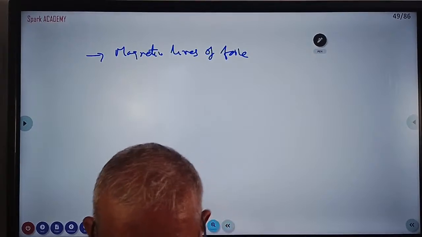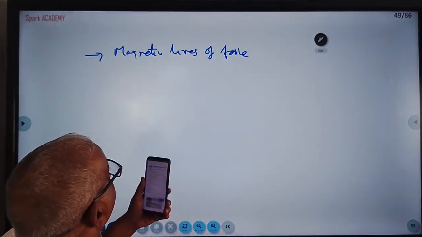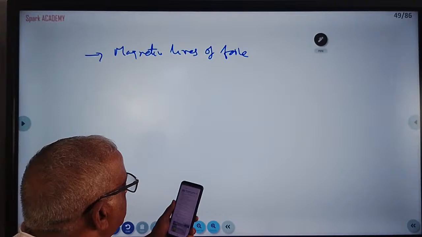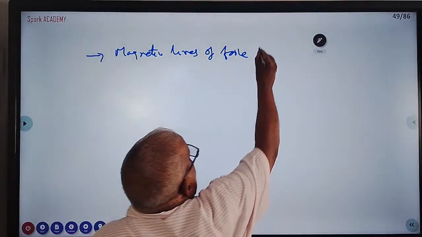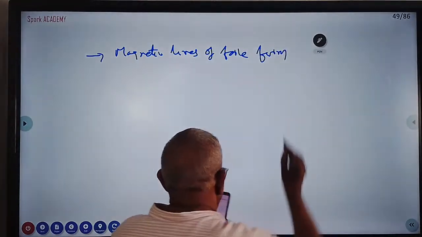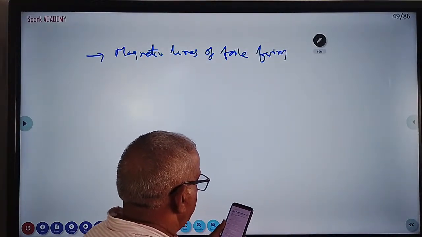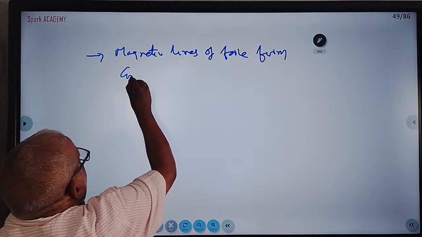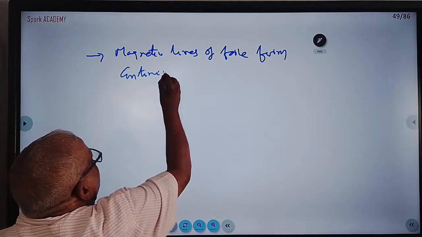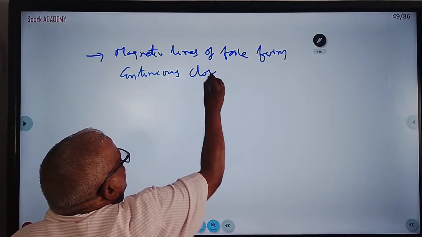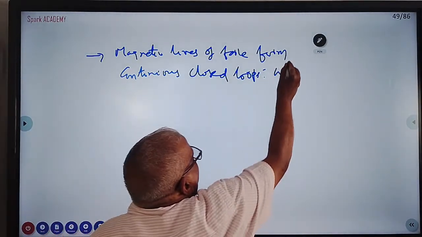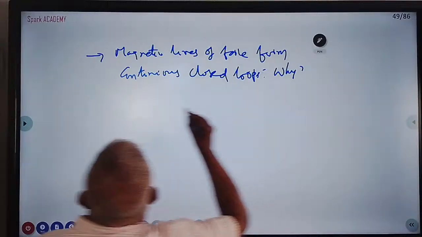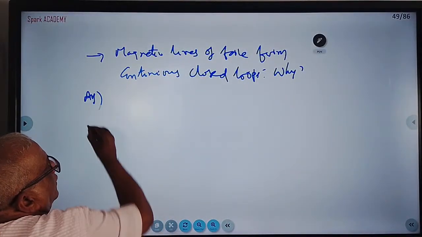Magnet lines of force, first you listen. Magnet lines of force form continuous closed loops. Why? I'm telling you. First you listen, answer for this. Magnet lines of force form continuous loops.